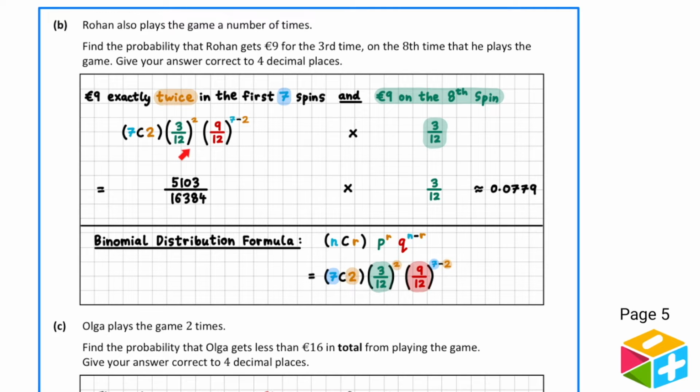When we type this into our calculator, we get 5103 over 16384. The word "and" corresponds to multiplication, so to get our final answer, we must multiply this by the 3 over 12 we obtained earlier. Rounded to 4 decimal places, this gives us an answer of 0.0779.